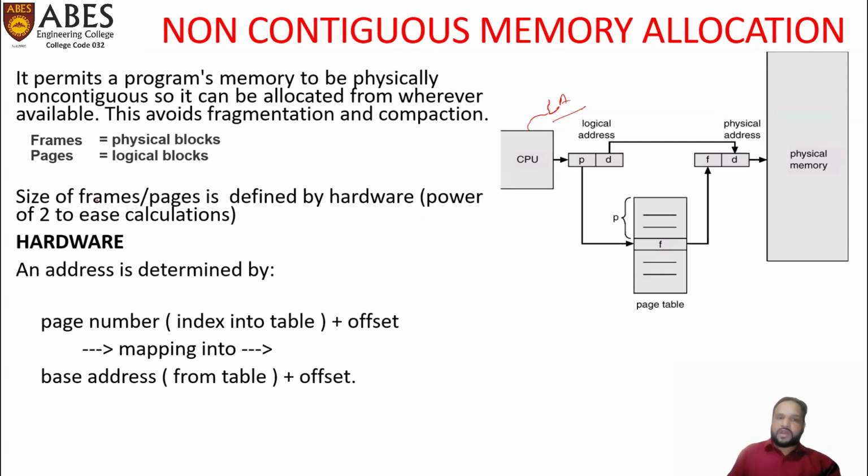For now, the size of frames or pages is defined by the hardware and is calculated as a power of 2, 2 to the power n. Using this, the hardware calculates the size of the frames or pages. The page number is the index into the table at which it is going to be accommodated, and the offset. Collectively, this is the page number, and the base address, which we get from the page table maintained by the operating system, and the offset.